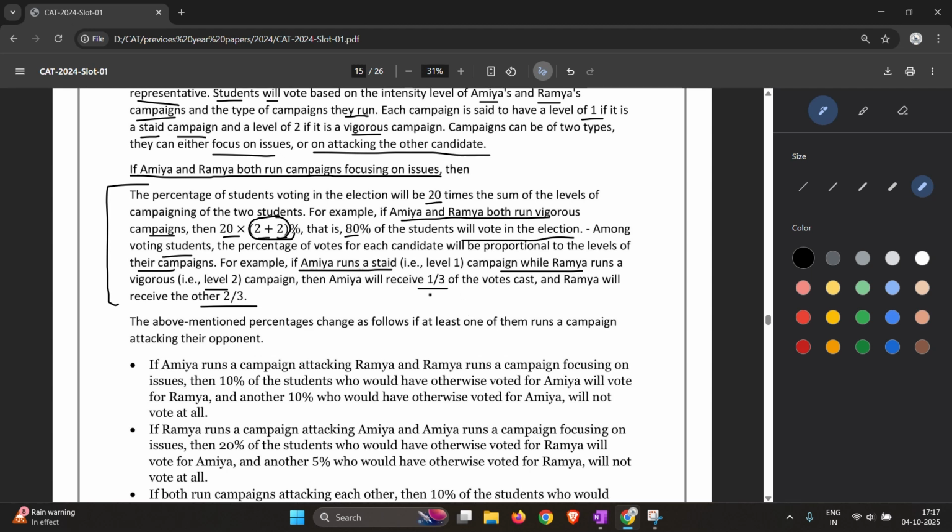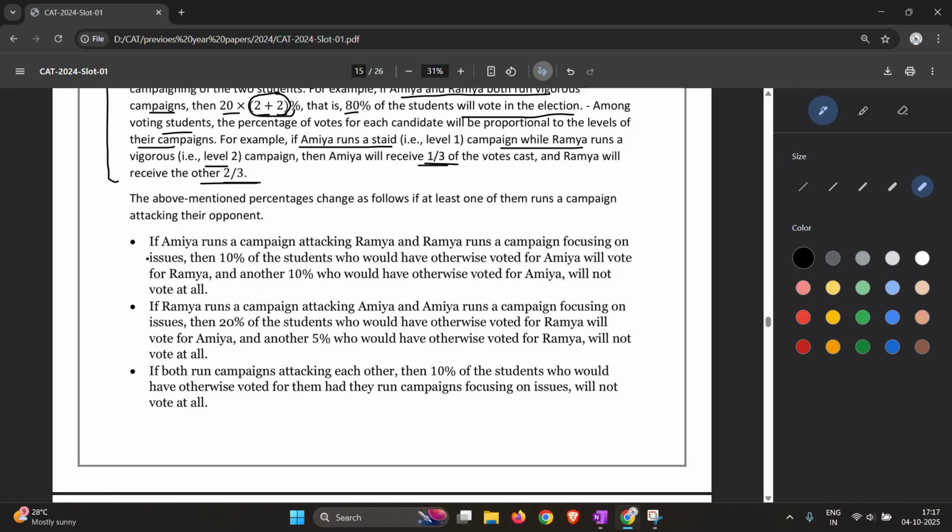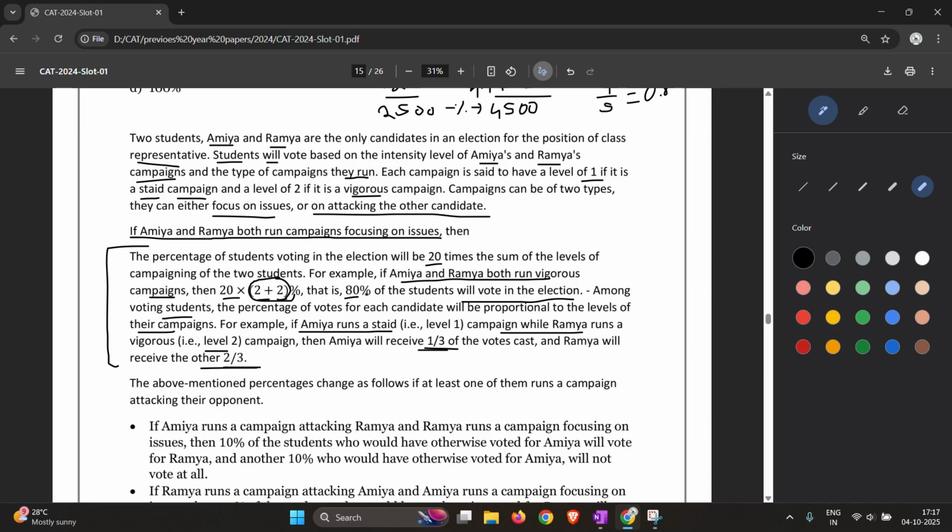The only case where they both get half and half is if they both have the same level. When they have different levels of campaigns, they don't get half and half of the votes. They instead get one third and two thirds. The above-mentioned percentages change if one of them is running an attacking campaign. So this is if they both had a campaign focusing on the issues.